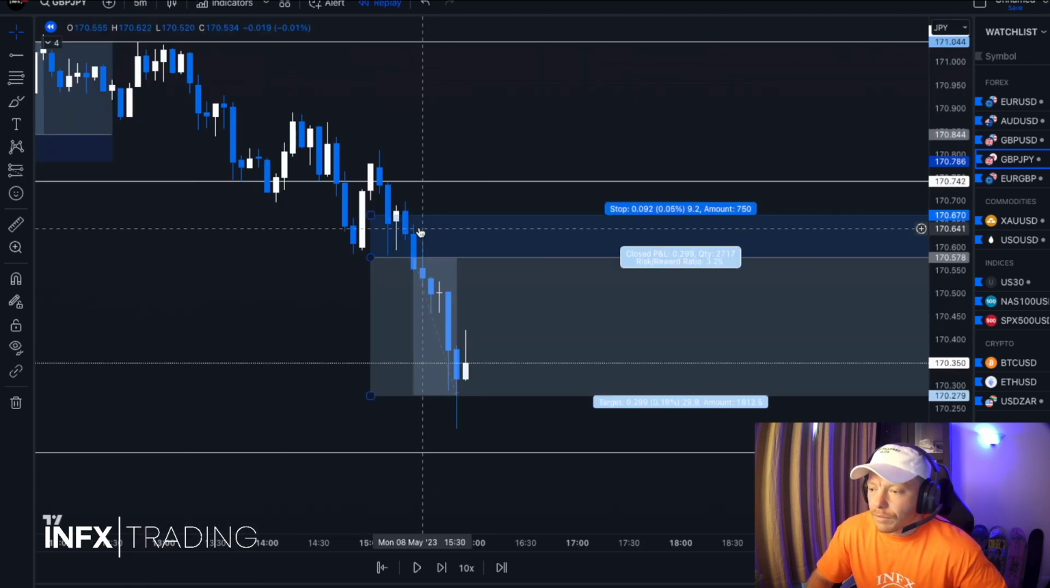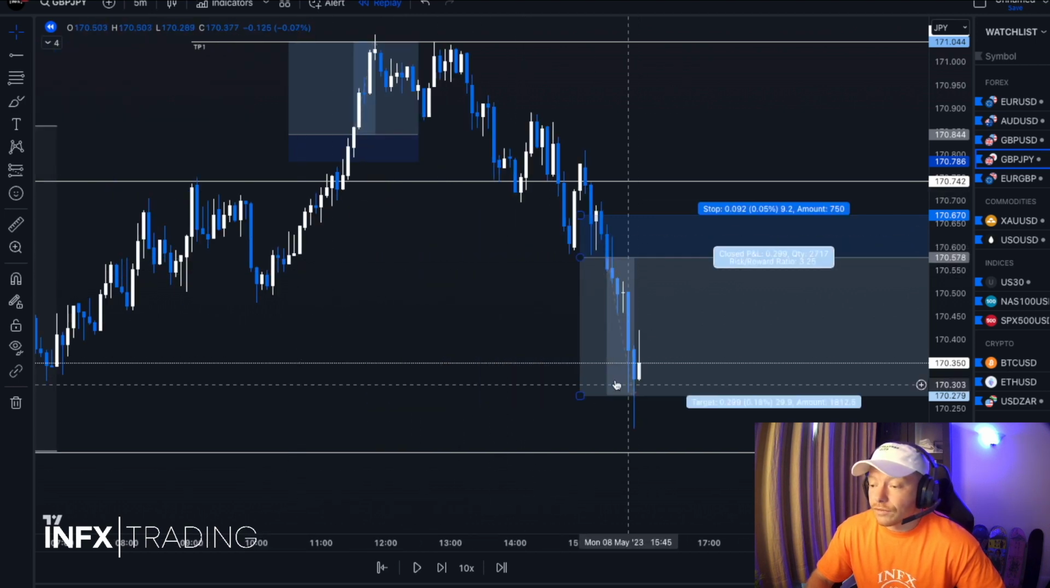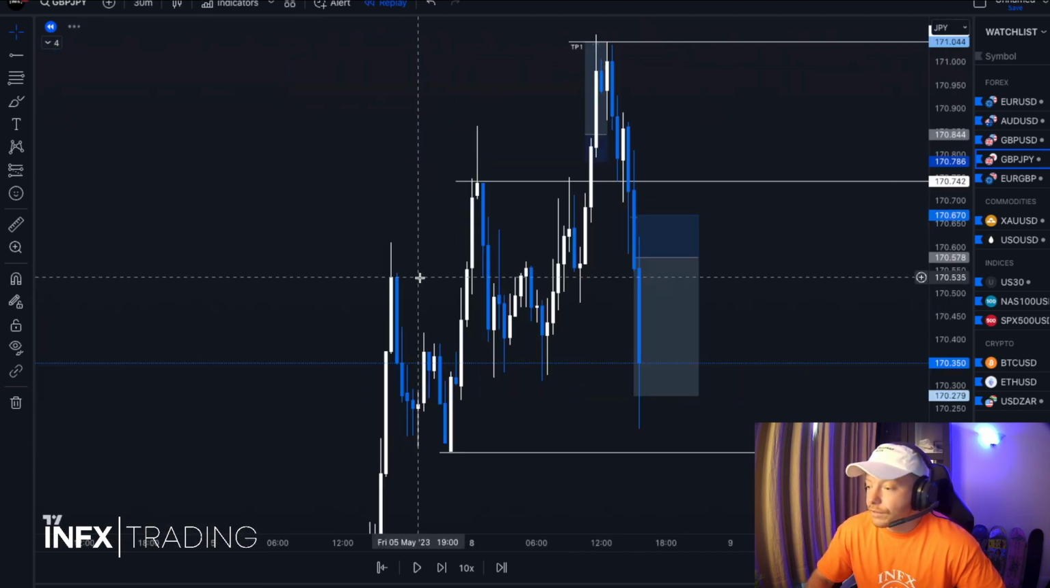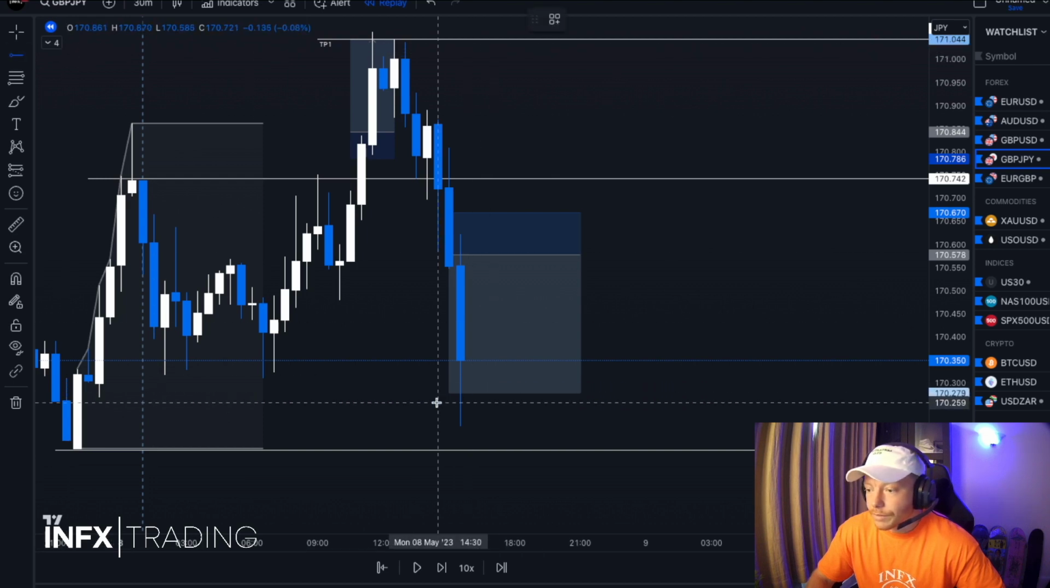Sometimes I don't like to have it right above the 5-minute. Give it a little bit of breathing room. And that thing melted down to fill the zone. And let's see what a runner would have done. Okay, so this would have been our first TP.